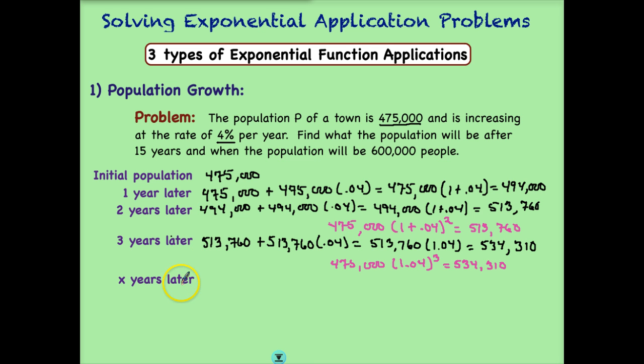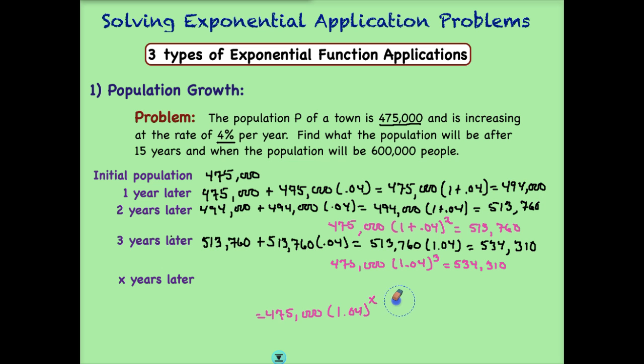So let's come up with a general function for X years. What can we use for 15 years where we don't have to do this every single year? Well, we can say our initial population, or 475,000, times 1 plus whatever our growth rate is, raised to the X amount of time, or T for time, and that will give us our answer.